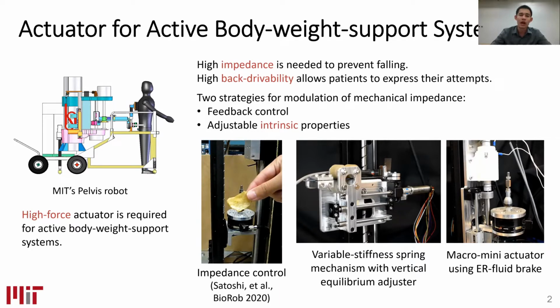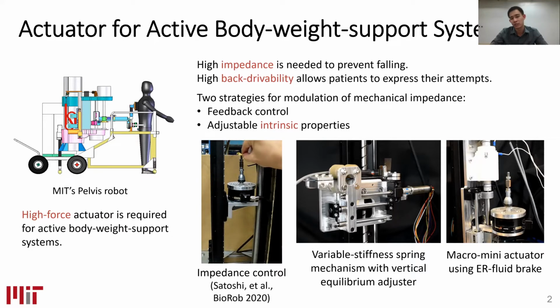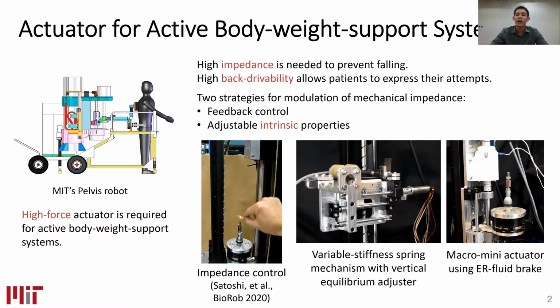So there are two complementary strategies to moderate the mechanical impedance of the actuator. The first way is feedback control, and the second way is adjustable intrinsic properties of the actuator. Satoshi proposed impedance control for the high force actuator. As you can see, we can control the motion of the linear actuator by just pulling with a force at the point.